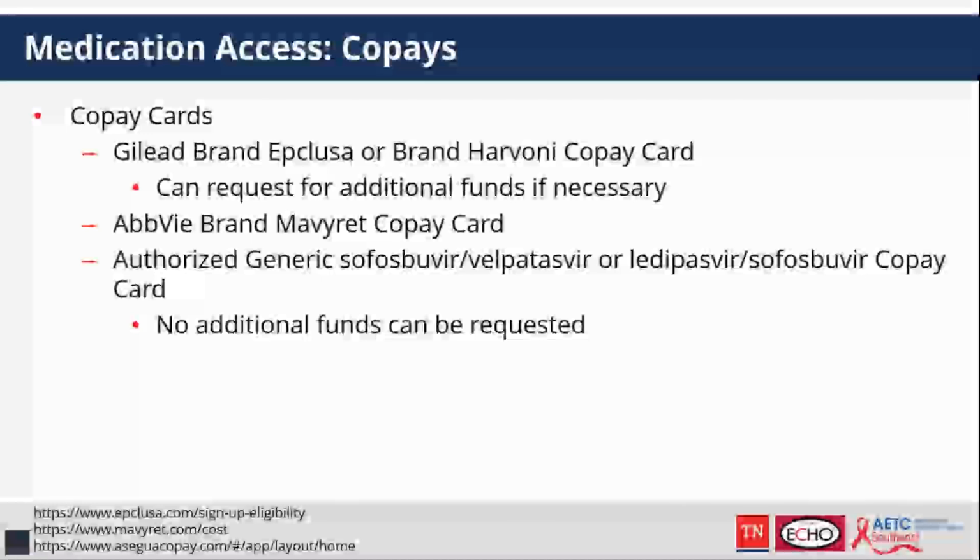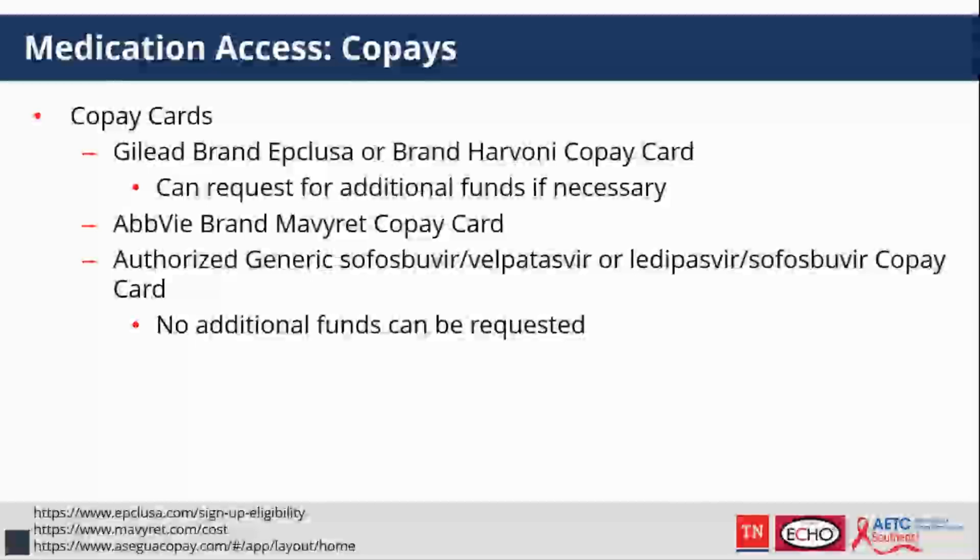So I want to make sure we talk about copays specifically, because this is kind of the hardest thing to understand. So yeah, Gilead has brand Epclusa and brand Harvoni copay cards. They also have authorized generic copay cards as well. The difference between the two that I've found, and if the insurance plan prefers brand, I would go with brand for this reason. As I put in the side bullet point, you can request additional funds if necessary.